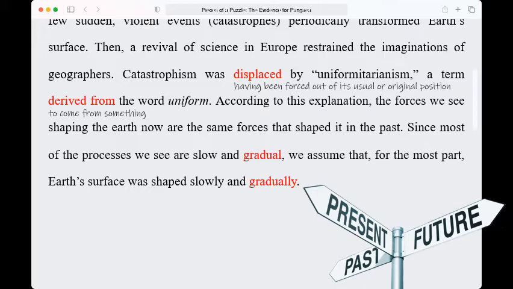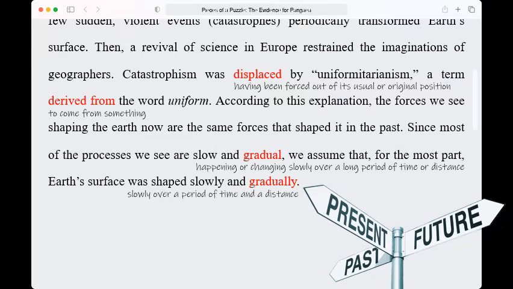Since most of the processes we see are slow and gradual, we assume that for the most part, Earth's surface was shaped slowly and gradually. So when we observe the Earth, our surroundings, our nature today, we see everything changing so slowly. We see the change, but these changes don't drastically change things. So the people who believe in uniformitarianism think that the distant past is not that different from what is happening today.